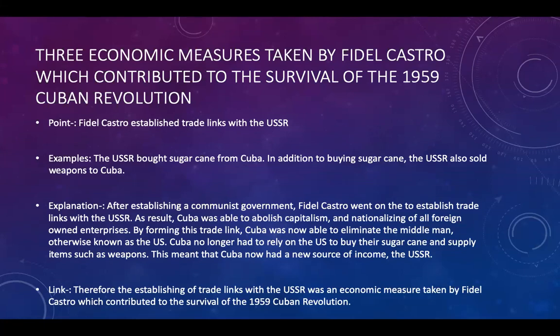By forming this trade link, Cuba was now able to eliminate the middleman, otherwise known as the U.S. Cuba no longer had to rely on the U.S. to buy their sugarcane and supply items such as weapons. This meant that Cuba now had a new source of income, the USSR. Link. Therefore, the establishing of trade links with USSR was an economic measure taken by Fidel Castro, which contributed to the survival of the 1959 Cuban Revolution.